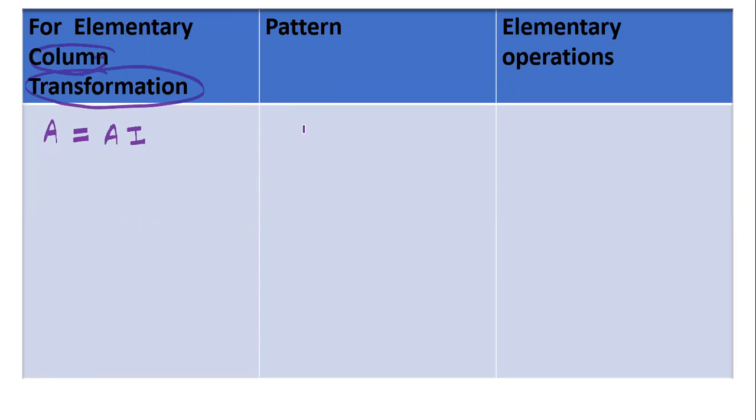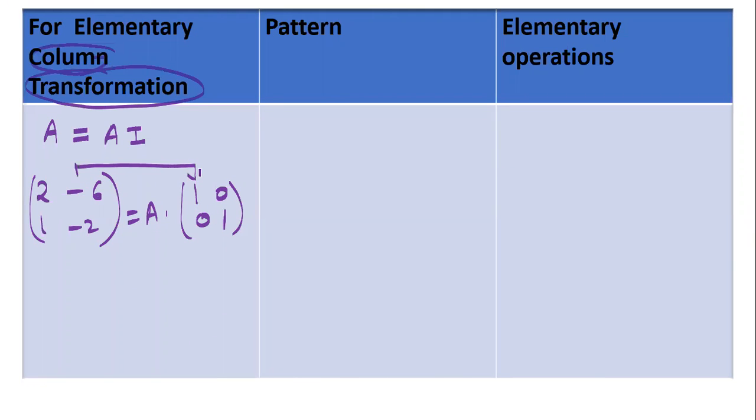What is the pattern? How do we do it? What is our actual purpose? For example, any matrix is given to us: 2 minus 6, 1 minus 2. This matrix is given to us. We will write A equals A into the identity matrix of the same order as matrix A. We will take the order of these two matrices the same. We will write it like this.